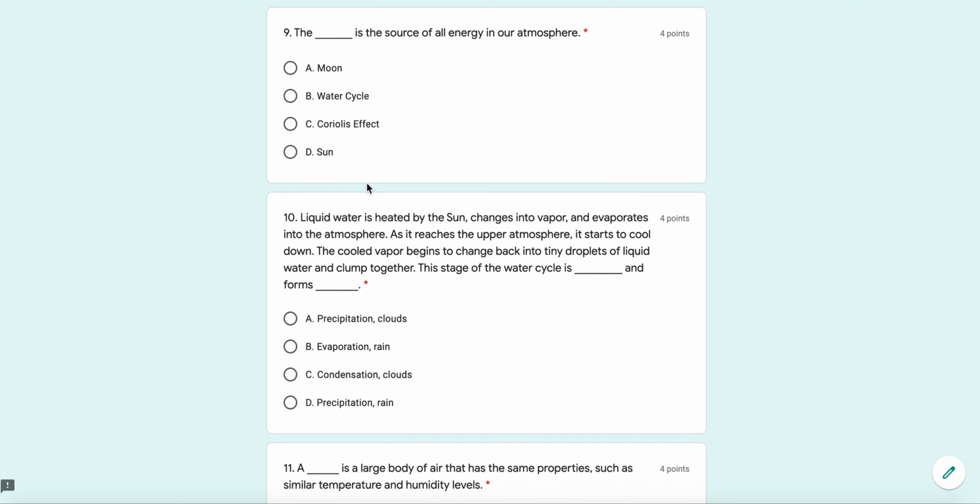Number 9, the blank is the source of all energy in our atmosphere. A, moon. B, water cycle. C, Coriolis effect. D, sun.